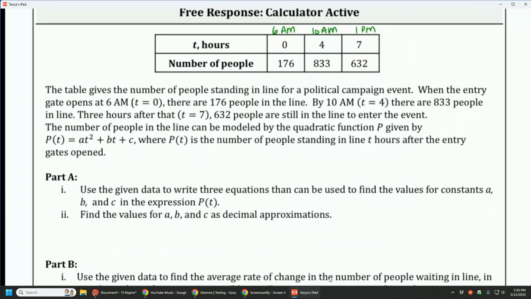The number of people in line can be modeled by a quadratic function, p, given by that model, where p of t represents the number of people in line t hours after the entry gates have opened. So part A, use the given data to write 3 equations that can be used to find the values for constants a, b, and c in the expression. So the 3 equations we're going to get from these 3 sets of data. So of course t is hours, and then the number of people, this is p of t. They told me that down here. So we're just going to plug these numbers in, and that's how we get our 3 equations.